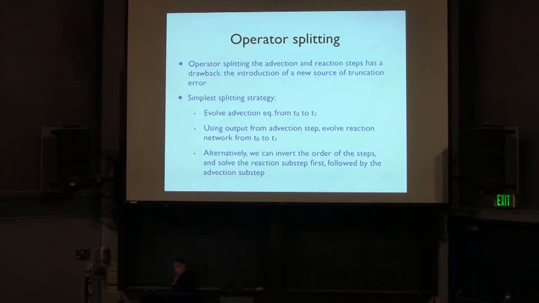Obviously, the drawback to splitting is that you introduce an extra error, something you have to take care of, and depending on the type of splitting you do, that controls the size of the error. The simplest way of doing the splitting is this simple strategy where you just evolve the advection from T0 to T1. Using the output from the advection step, you evolve the reaction from T0 to T1. You can obviously swap these two. Typically, because chemical reactions can be stiff, as we'll come on to in a minute, you want to do the chemistry towards the end of the step, because it means that things which are in chemical equilibrium will then be in equilibrium by the end of the step.